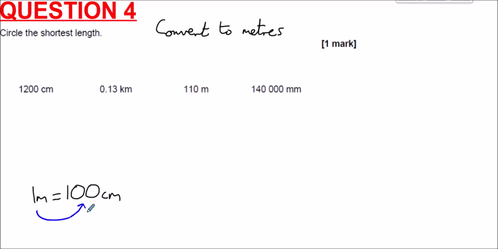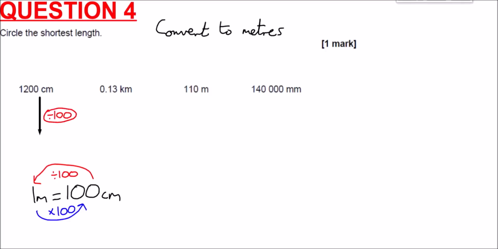To change from metres to centimetres, going from a small number to a big number, we'd be multiplying by 100. But because we want to change from centimetres to metres, we can go the opposite way, and therefore we're going to be doing the opposite thing. And so we take our centimetre number and divide it by 100. And so 1200 centimetres, we can divide that by 100 and get what that equals in metres.